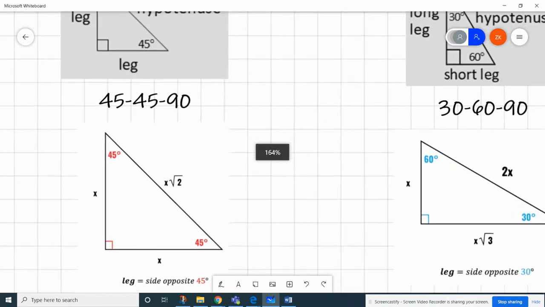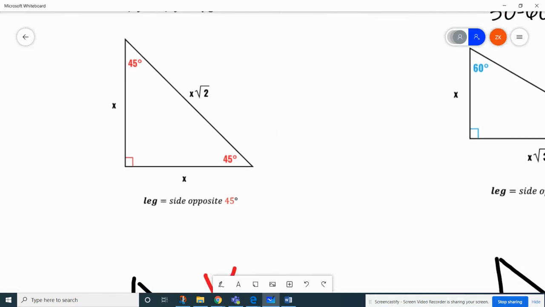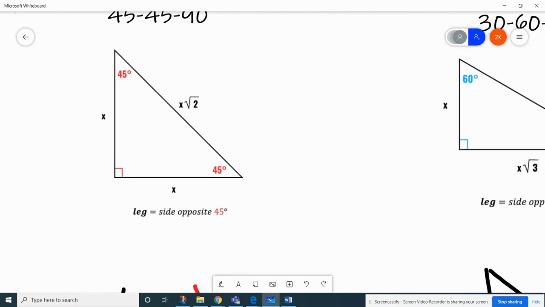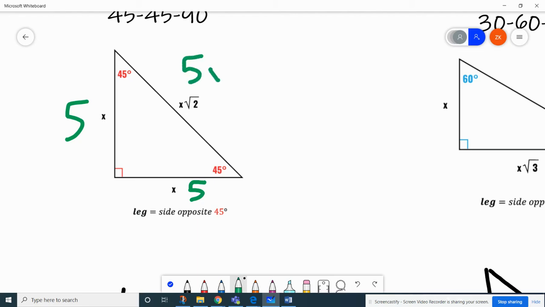So if we look at this example right here, we're saying that if one of the sides is x, the other side is x, meaning that you could plug any number in. Let's say we plug in the number 5 here. If this leg is 5, then the other leg is also 5. That means the hypotenuse will be 5 root 2. In a second, we will go over how to calculate that. But that is just a very quick example.